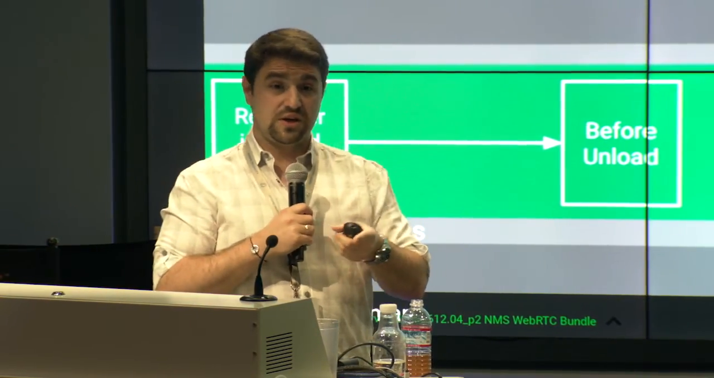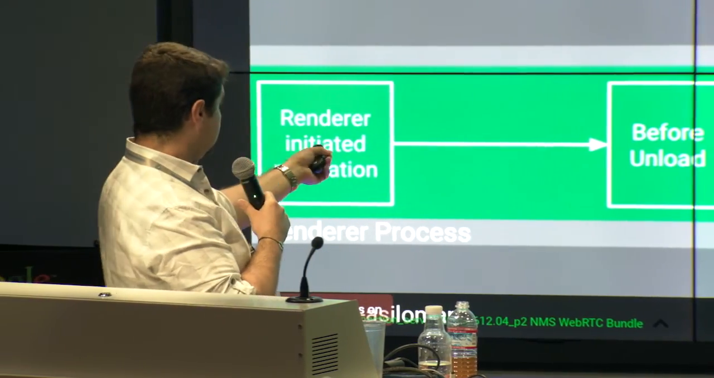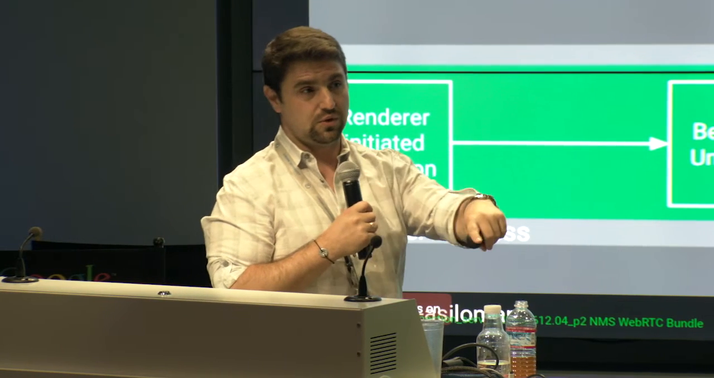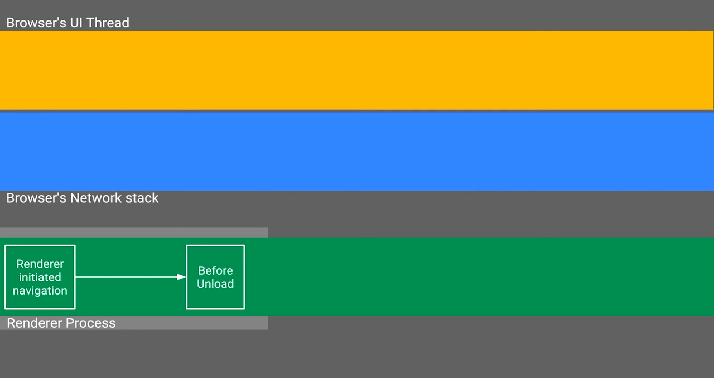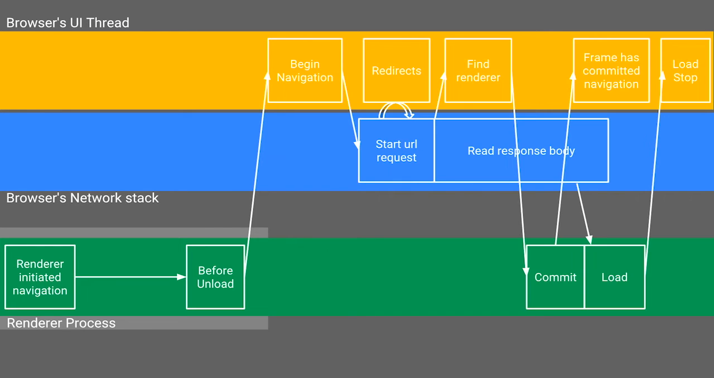And the render-initiated navigation, in terms of the timeline, actually starts in the renderer. So basically, for example, if you do a link click, Blink will say, hey, I want to run the before unload handler, and if that is okay, go to begin navigation and kick off the navigation flow.